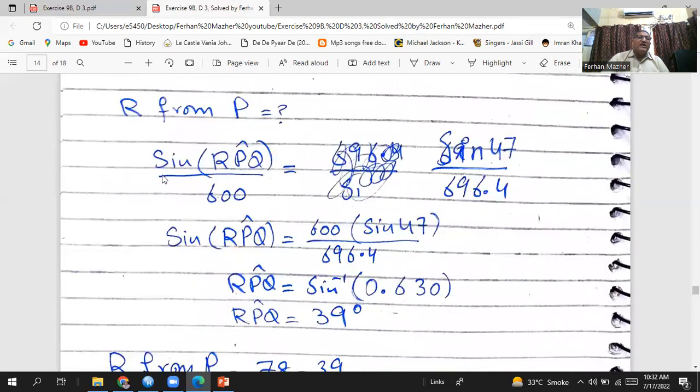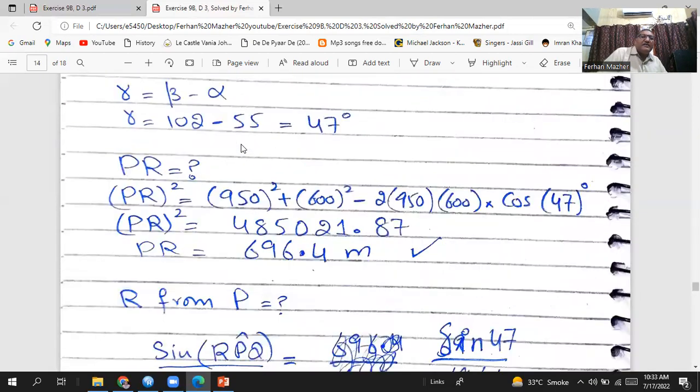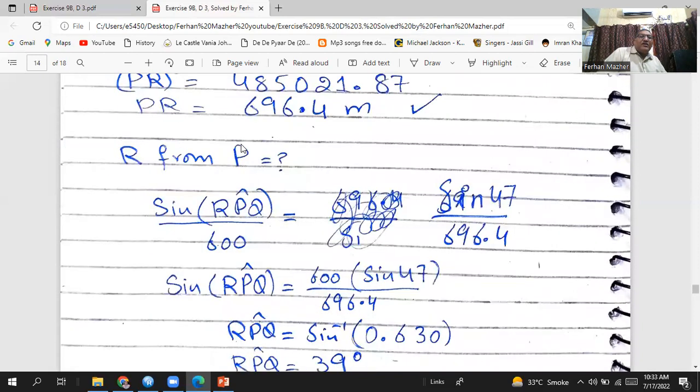So we are going to use the law of sine, the sine of the angle RPQ. You know the side opposite to this angle is 600, and sine 47 equals 696.4. So I'm using the law of sine. I want to find that angle RPQ.